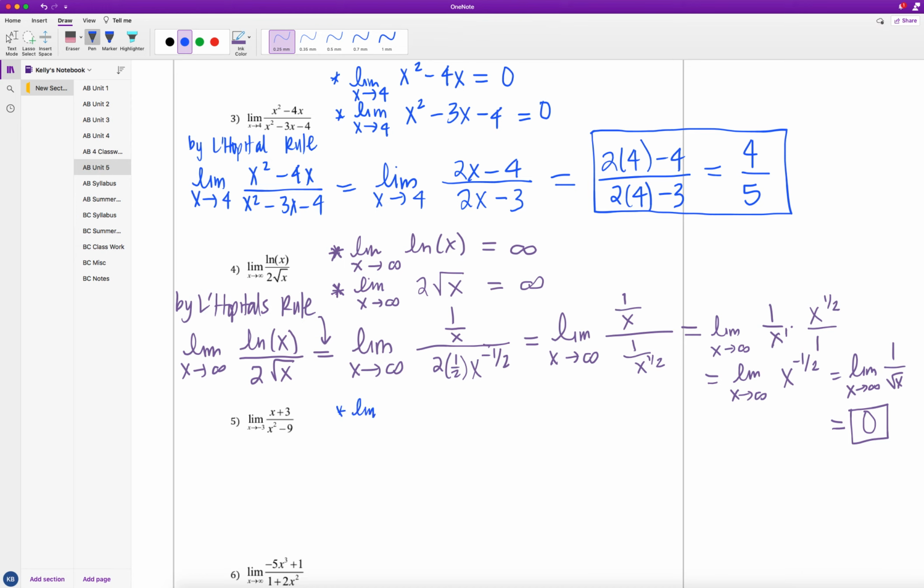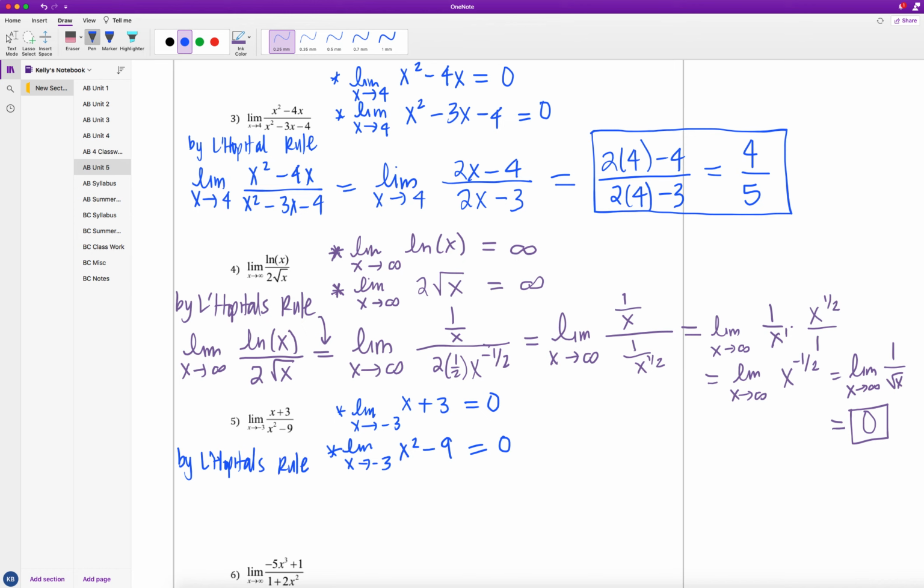So I have to take the limit as x approaches negative 3 of x plus 3. That's going to give me 0. And I'll do the limit as x approaches negative 3 of the denominator, which is x squared minus 9. If I directly sub in here, negative 3 squared is going to give me positive 9. 9 minus 9 will give me 0. So yes, I can use L'Hopital's rule then. Oops, L'Hopital, there we go.